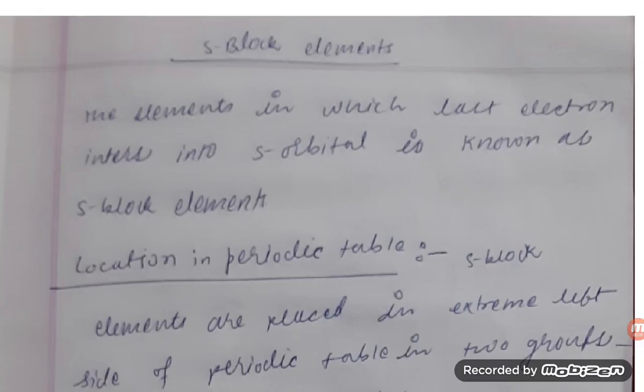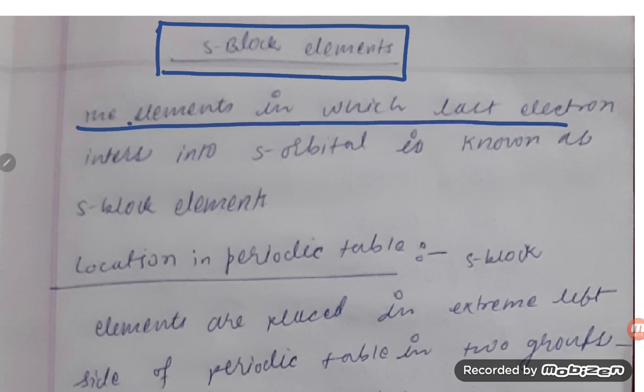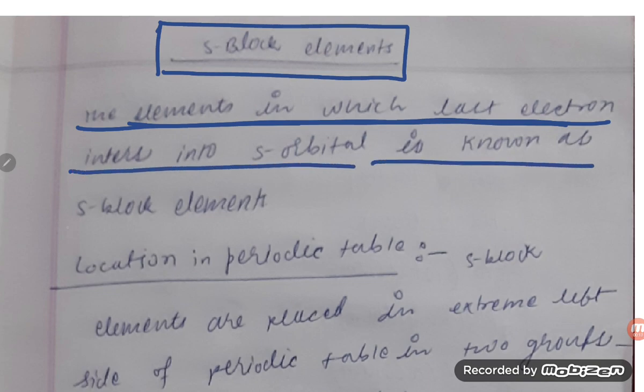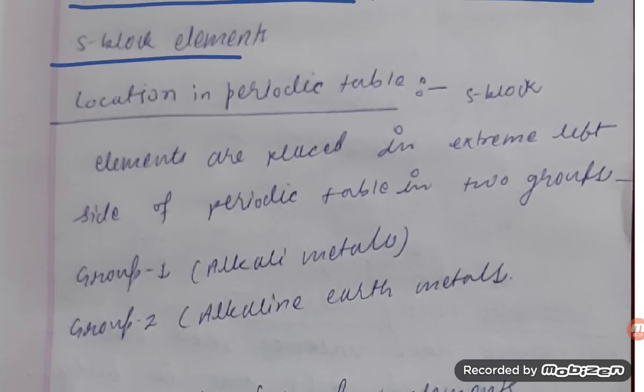Hello students, today we are going to study the S block elements. So what are the S block elements, students? The elements in which the last electron enters into the S orbital are known as S block elements. Whatever element has its last electron entering into the S orbital, that is an S block element.